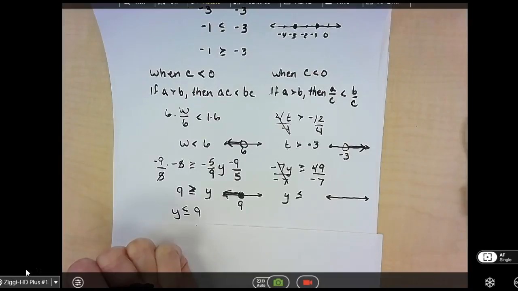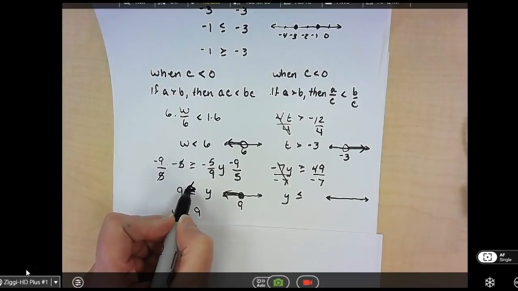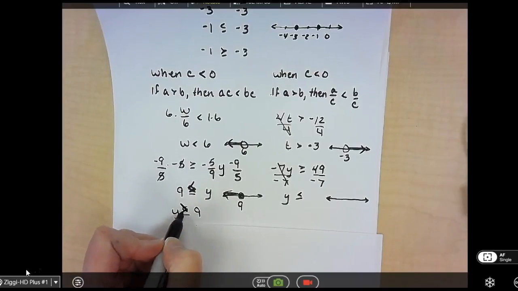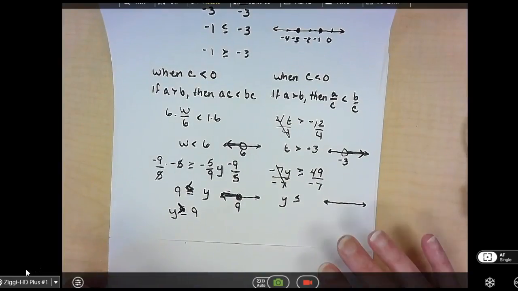Did I finally get that right on the other one? I didn't. I had it switched the first time. Oh my goodness, you guys. That's what I get for coming in on a Sunday and doing this.